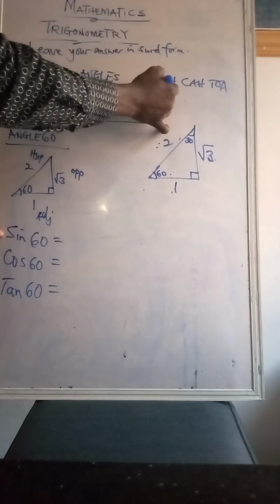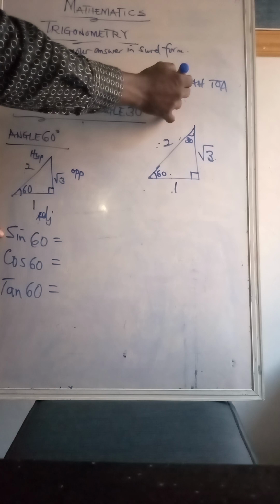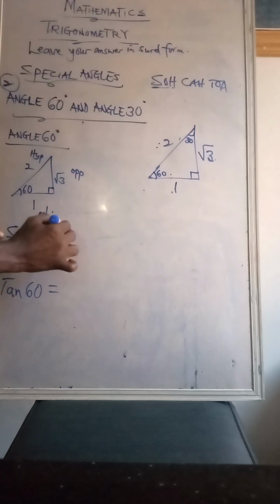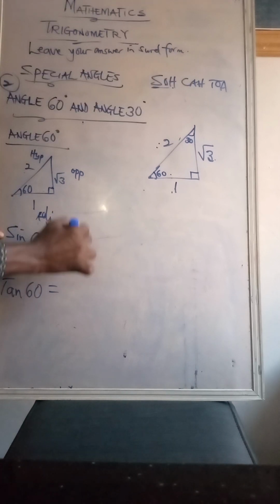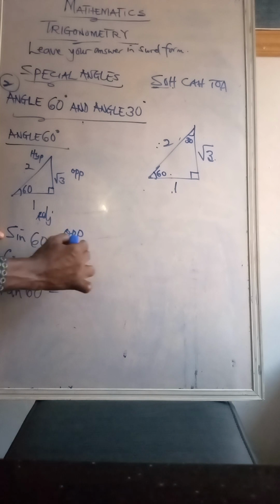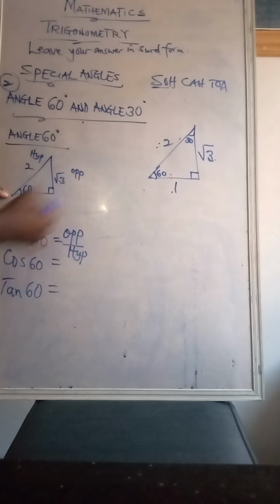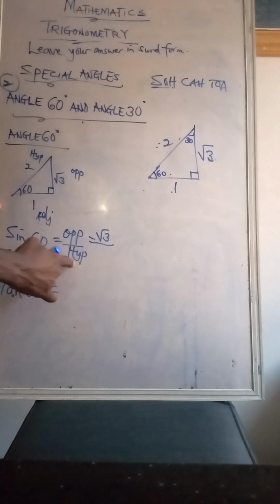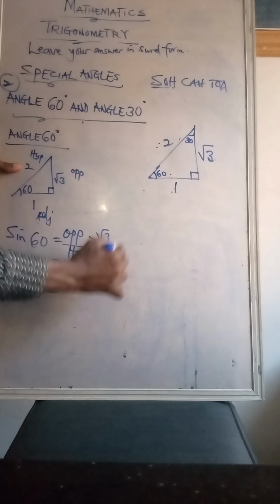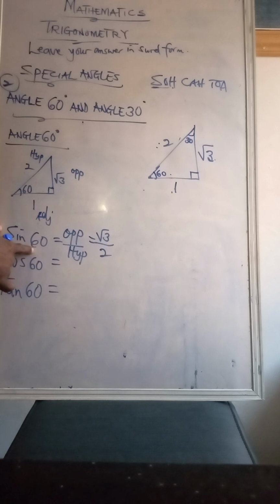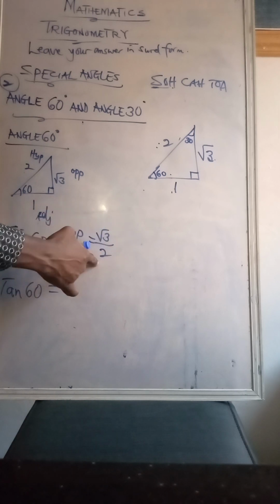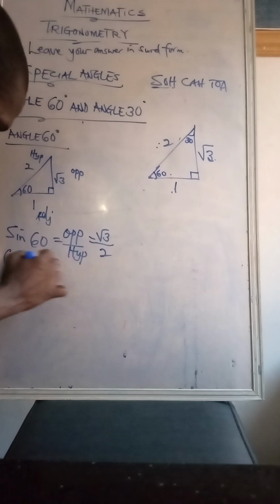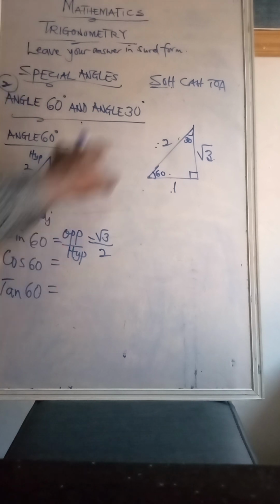so this our sine says opposite over what? So the sine 60 will now be opposite over hypotenuse. Now checking from the diagram, the opposite here is root 3 over the hypotenuse, which is 2. Therefore, sine 60 in short form is root 3 over 2.